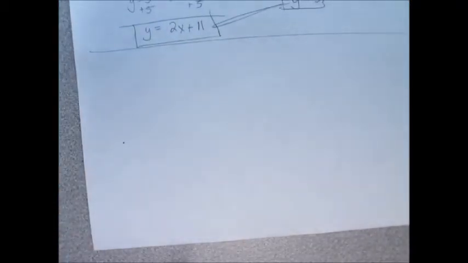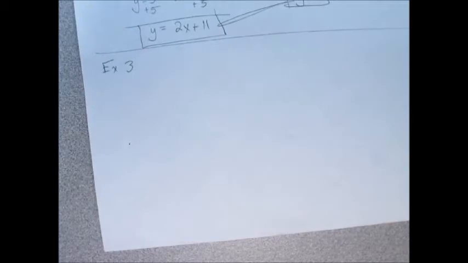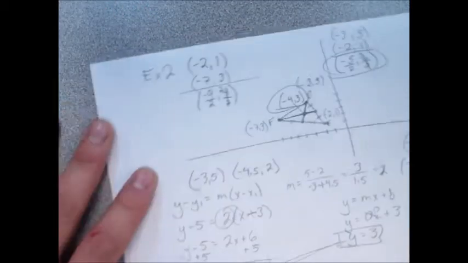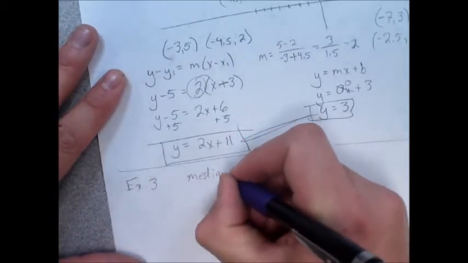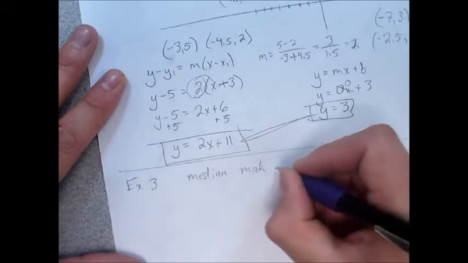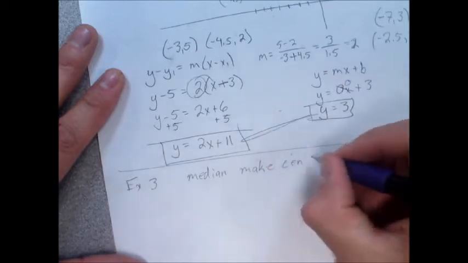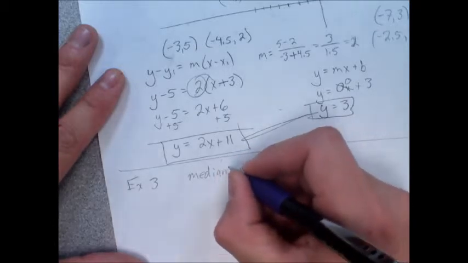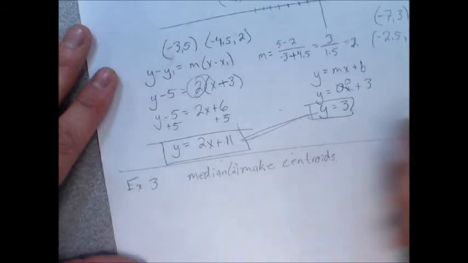No. Alright, moving on. Example 3. Now this gives you another new definition, so you need to realize what this is. Where we connect the medians, okay, so make this note. Medians make centroids. You need at least 2 of them, so you might make a little note, median, put like 2 of those. So medians make centroids.